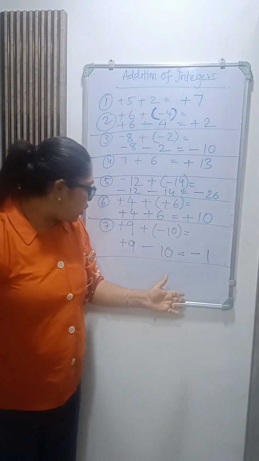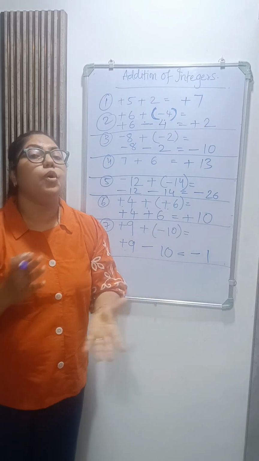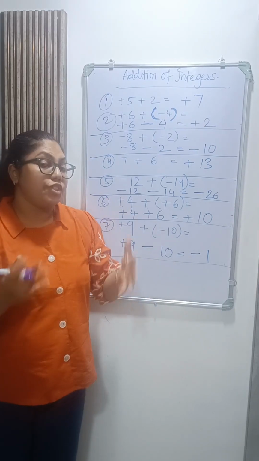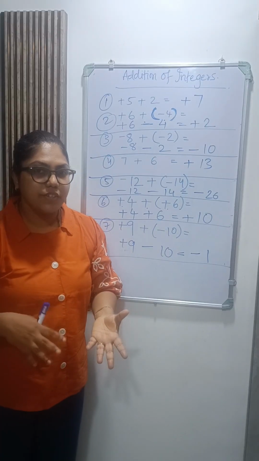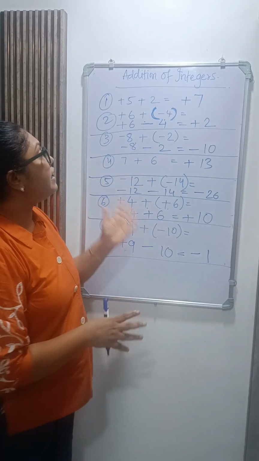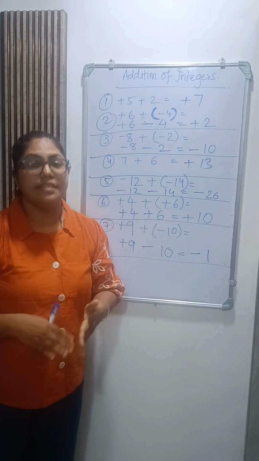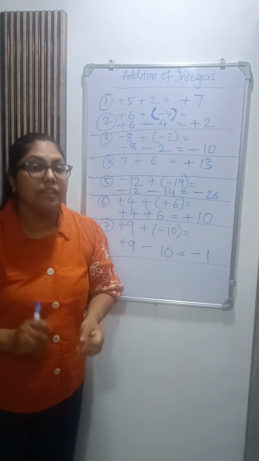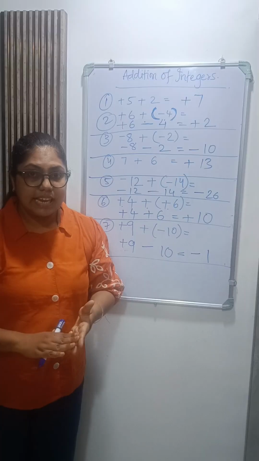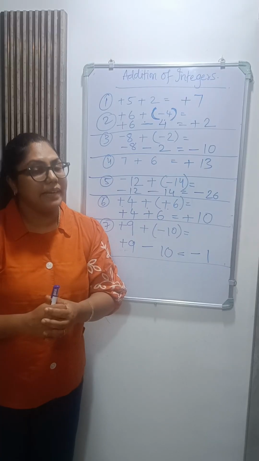So I have explained to you with some examples. Hope you have understood this, and I'm going to make more videos on integers. There I'll be dealing with the subtraction of integers. Subtraction is slightly different. The properties are slightly different. Watch it thoroughly, understand it. If you have any doubt, please comment and let me know.